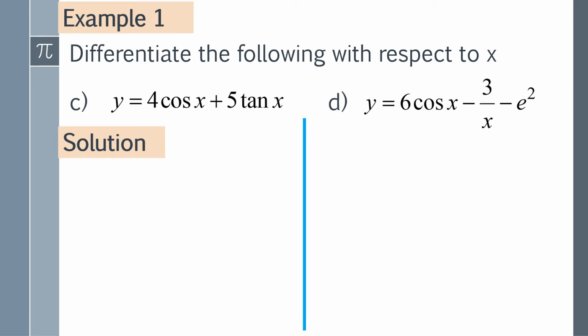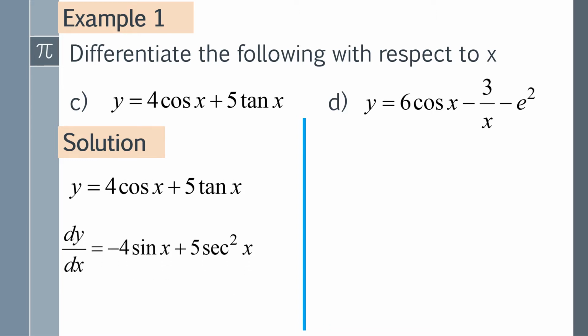The first one we look at is example 1C, y equals 4 cos x plus 5 tangent x. Differentiate cos, we get negative sin x, and then differentiate tangent, we get secant squared x. 4 and 5 are constants, then we simplify, we get 5 secant squared x minus 4 sin x.